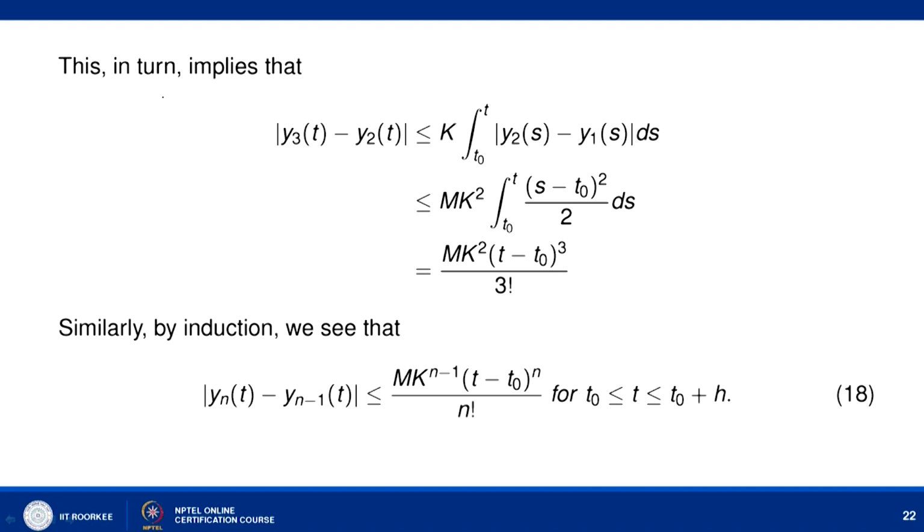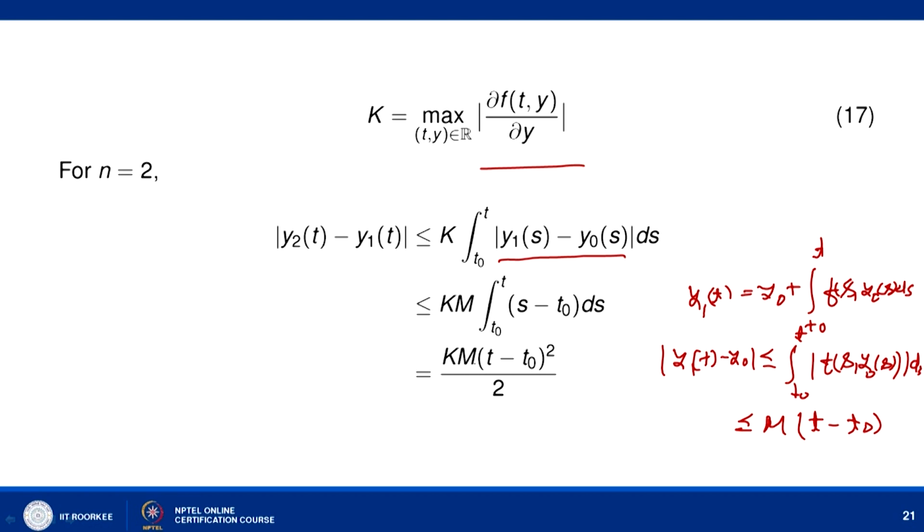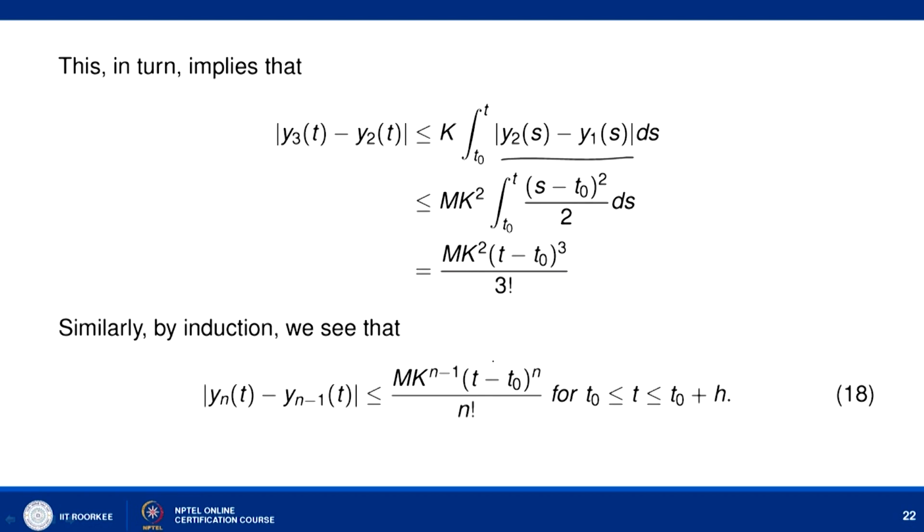Now, we can also say that |y3(t) - y2(t)| is less than or equal to K times the integral from t0 to t of |y2(s) - y1(s)| ds, and we have just calculated the bound for this |y2(s) - y1(s)|, that it is bounded by K M (s - t0)^2 / 2. So, using this bound we can write M K^2 times the integral from t0 to t of (s - t0)^2 / 2 ds, and when you calculate this, it comes out to be M K^2 (t - t0)^3 / 3!.